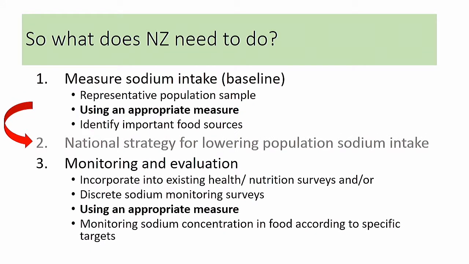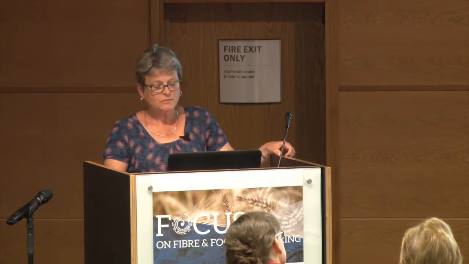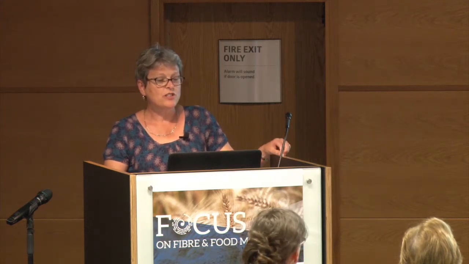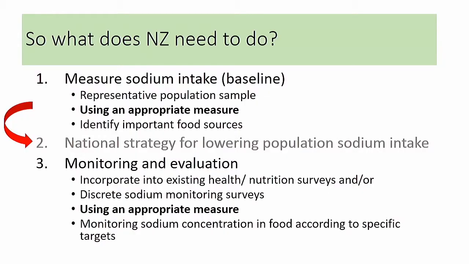So, what does New Zealand need to do? We need to measure sodium intake at baseline, preferably in a representative sample, using an appropriate measure, and we need to identify important food sources of sodium. We need to use this information to inform a national strategy for lowering population sodium intake. And that's in grey because I'm not really going to talk about what that might look like today, and also because we don't have one. Once we have a national strategy up and running, we need to monitor and evaluate. We need to incorporate measurement into existing health and nutrition surveys and/or undertake discrete sodium monitoring surveys using an appropriate measure, and we need to monitor sodium concentration in food according to specific targets. And then we need to use this information to reflect on the national strategy and adapt it where appropriate.